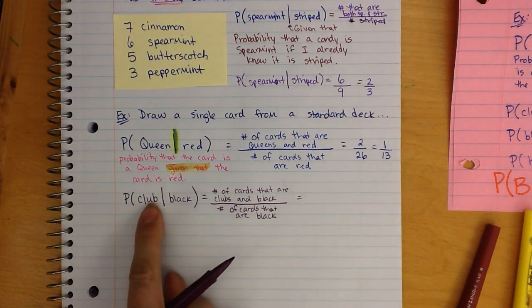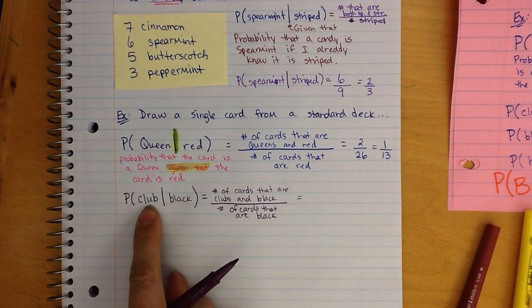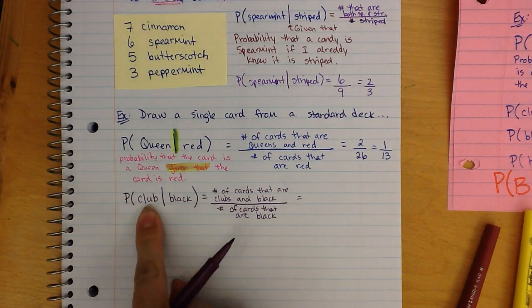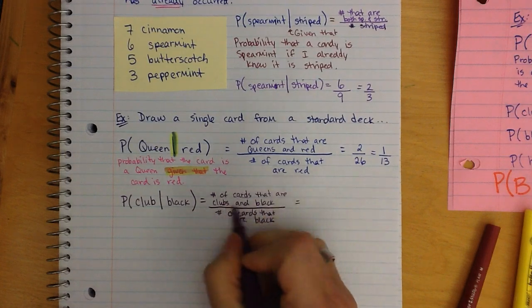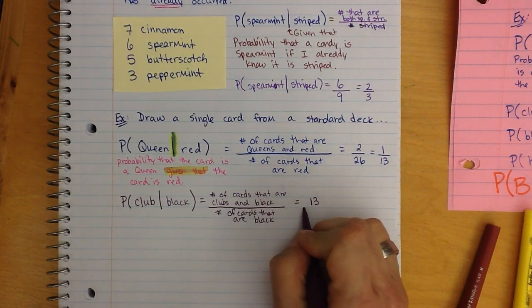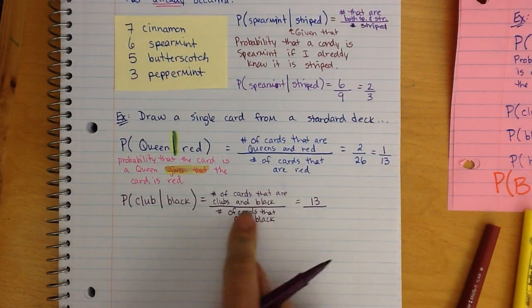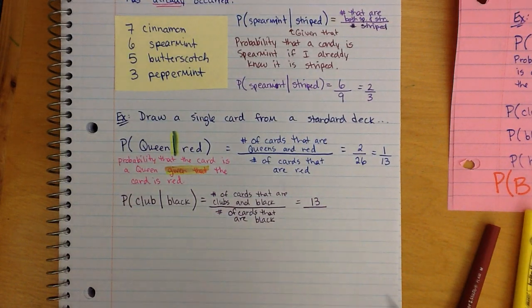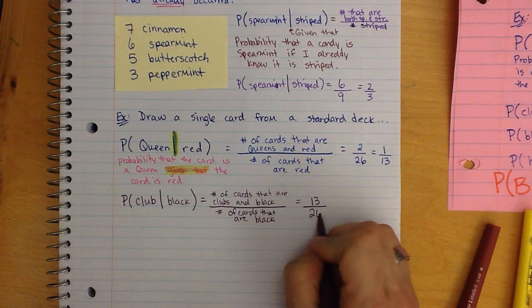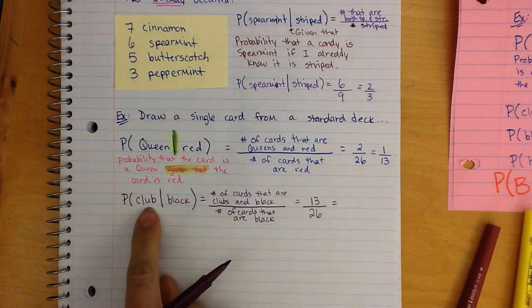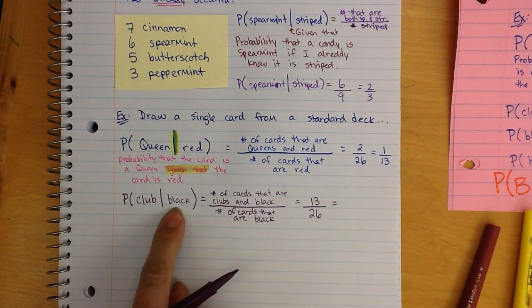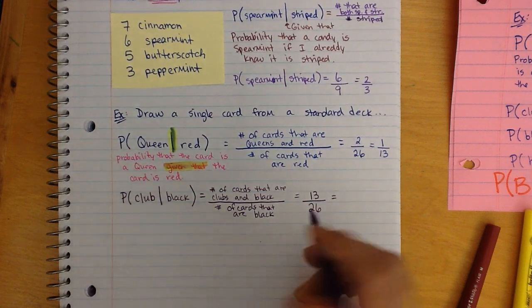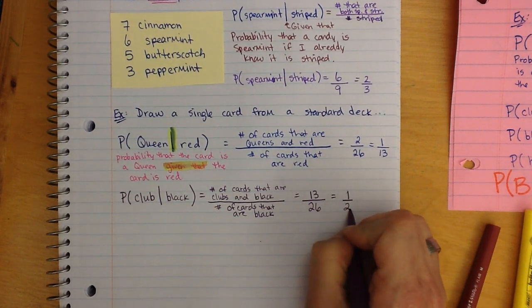So the clubs, there are 13 clubs, and all 13 of those clubs are black. So the number of cards that are clubs and black would be 13, divided by the number of cards that are black, that's half the deck, which is 26. So the probability that we drew a club, given that the card we draw is black, is going to be 13 out of 26, or 1/2.